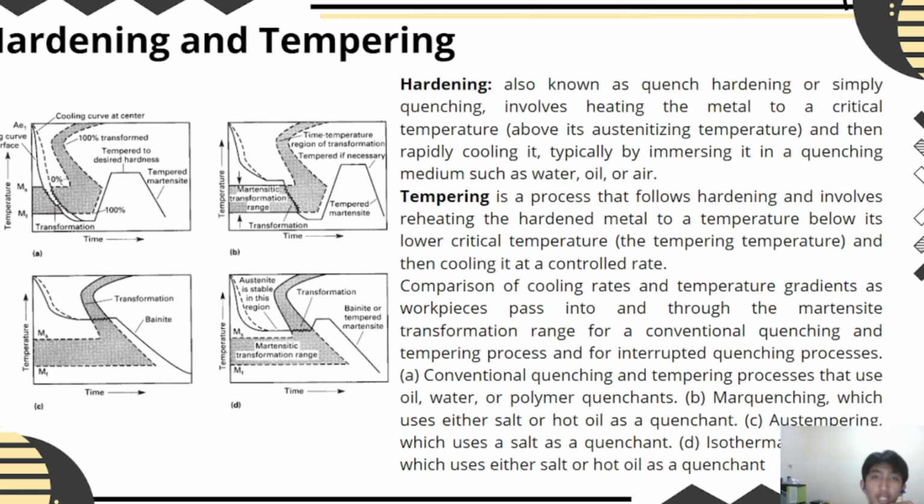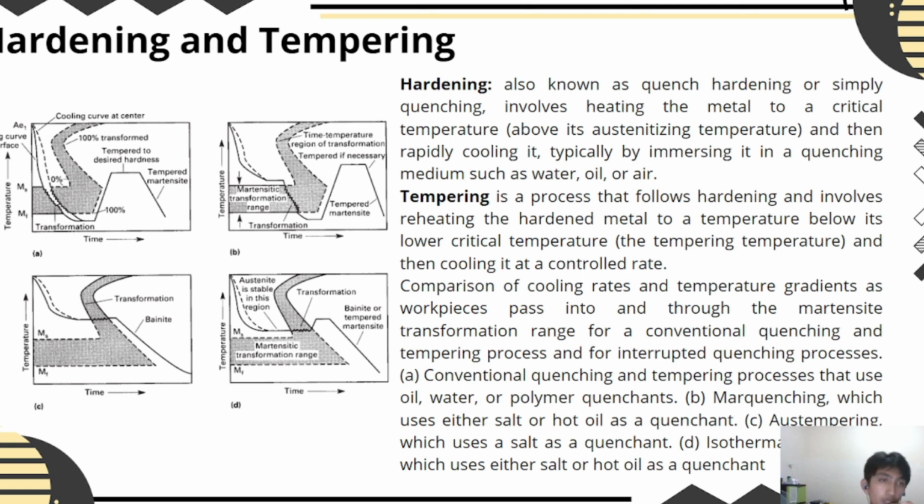Next is tempering. It's a process that follows hardening and involves heating the hardened metal to a temperature below its lower critical temperature and cooling it at a controlled rate. Comparison of cooling rates and temperature gradients in the workpiece, passing into and through the martensite transformation range, for a conventional quenching and tempering process and for an interrupted quenching process.